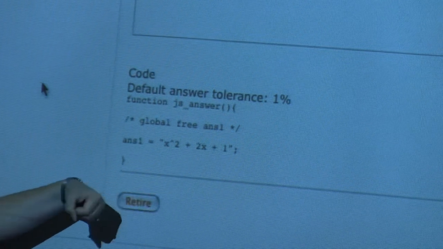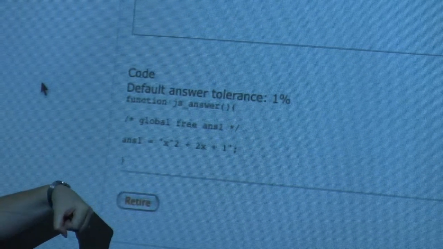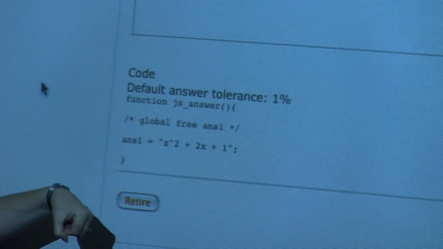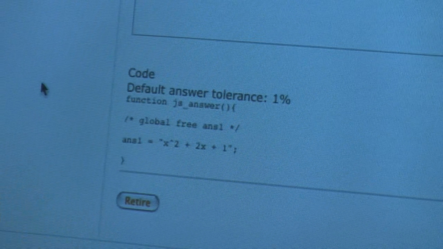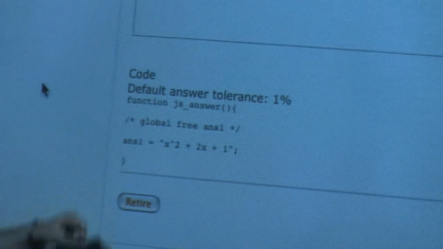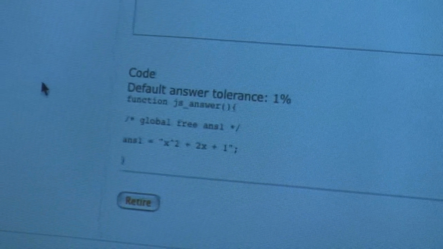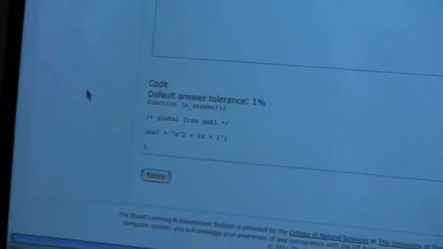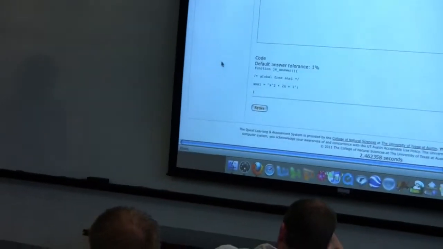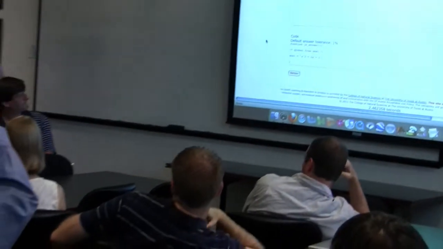So you're not coding that in TeX? No. What are you coding this in? JavaScript. Instead of C, it's JavaScript at the bottom. So what happens is that this ANS1 gets sent to our parser, and then the student input gets sent to the parser, and they're combined. But the body of the question would be typed in TeX? Absolutely still. And you can still use the typesetting functions here.